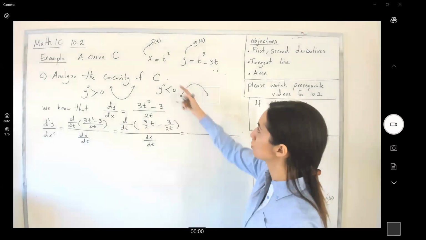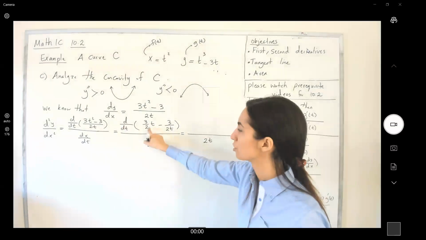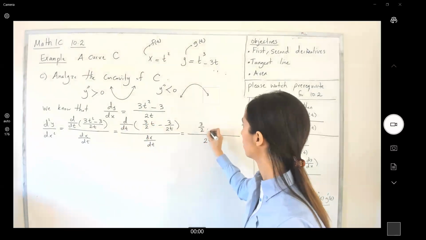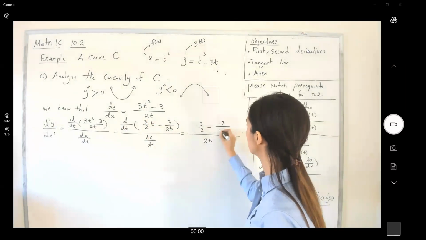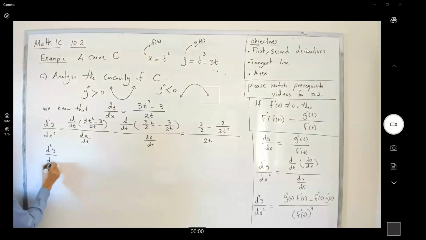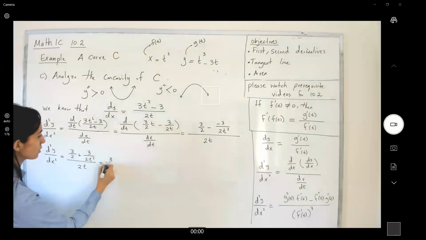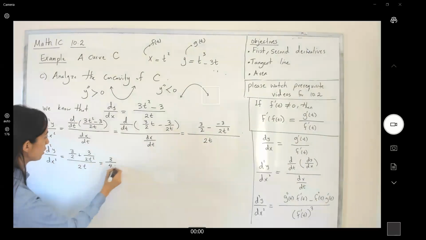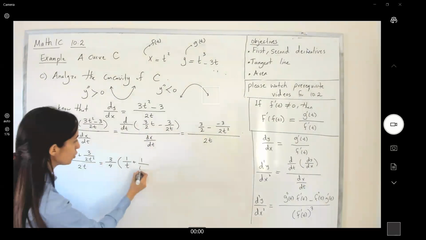Well, dx over dt is super easy because you're taking the derivative of x with respect to t. It is just 2t. Here, the derivative of 3/2 t is 3/2, minus the derivative of 3/2 times 1/t, which gives you plus 3 over 2t squared. Okay, the second derivative is equal to 3/2 plus 3/2 t squared, divided by 2t. So here you can factor out 3/2 and then multiply it by 2, you get 3/4. And here you get 1 over t plus 1 over t cubed.